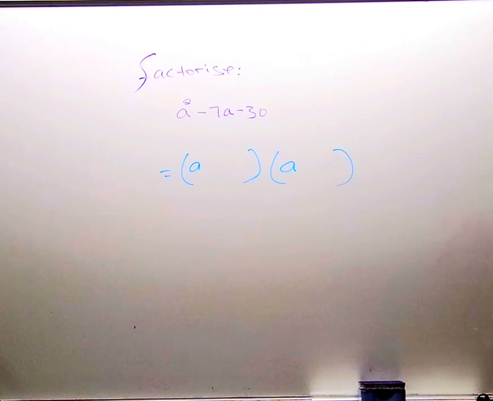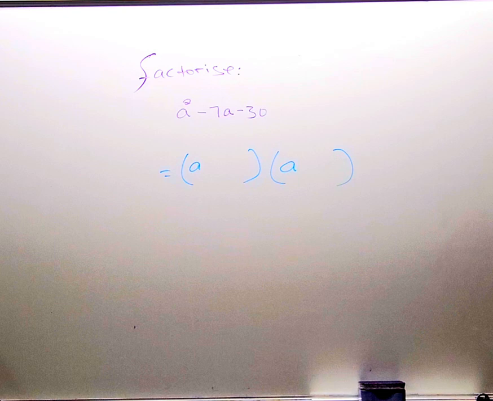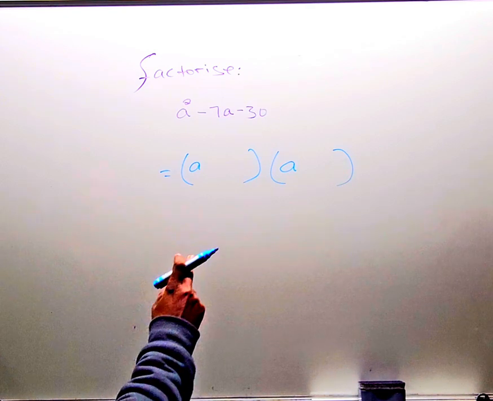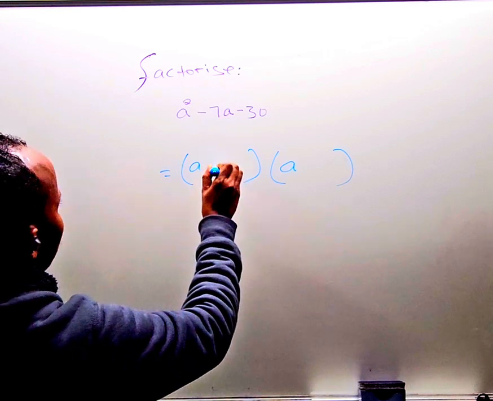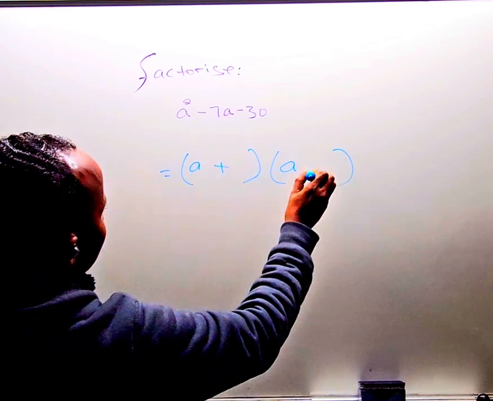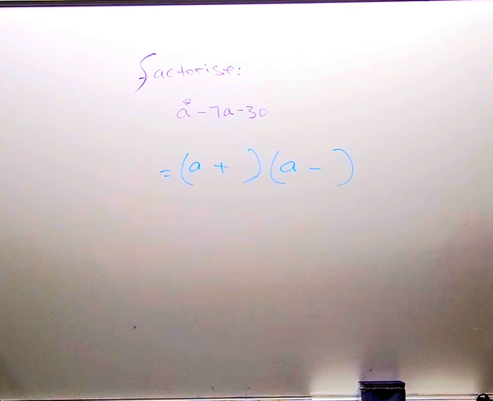Now I need to look at the last term, the constant term, which is minus 30. Especially, I need to look at the sign, which is a negative sign right now. What does this minus sign tell me? It tells me that the signs inside the two brackets must be different, plus and minus.